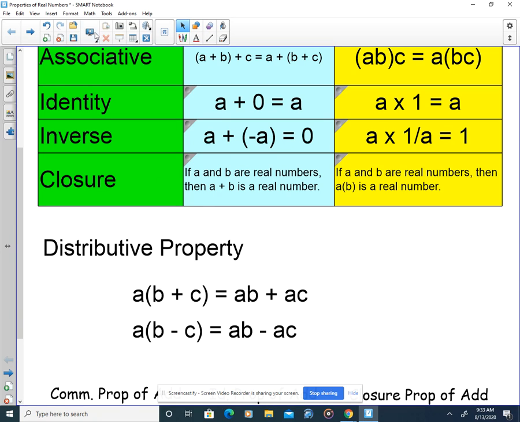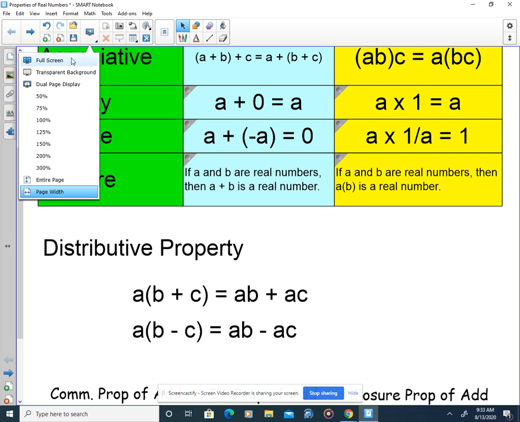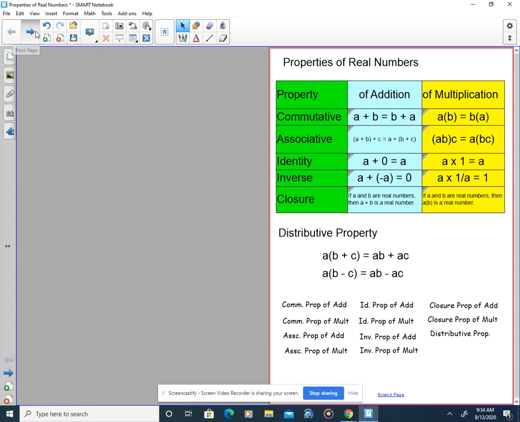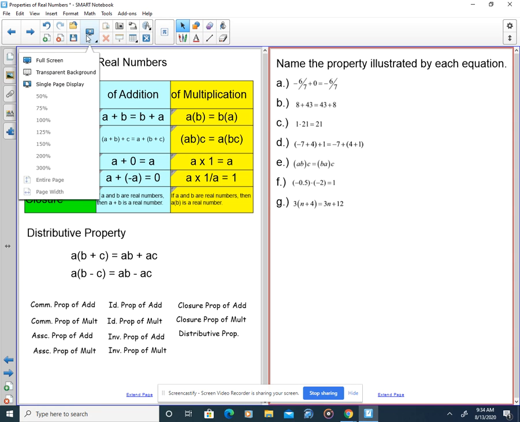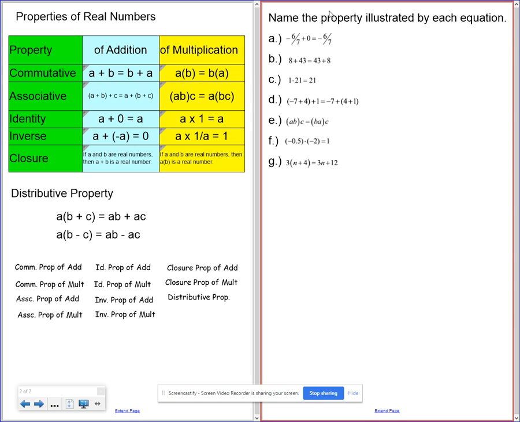All right, so now we're going to use these properties, and we're going to look at some examples here. This is what you're going to do on today's assignment. So if you look over here, I have a bunch of equations. It says name the property illustrated by each equation. So let's look at example A here.